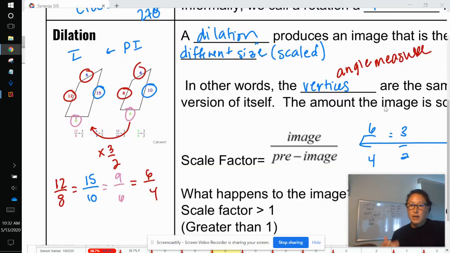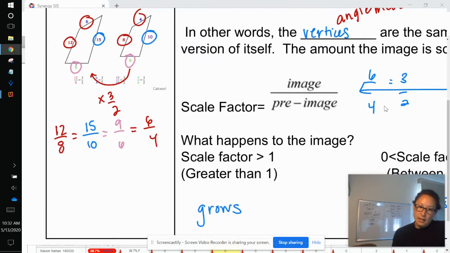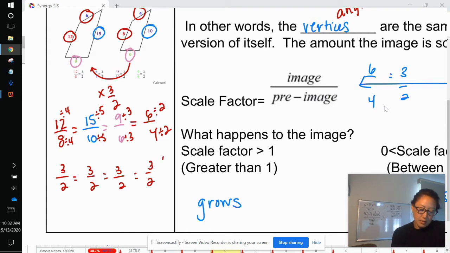6/4. The ratio has to be the same for every single set of corresponding side lengths. So here we will divide by 4 to give me 3/2. In the blue, I can divide by 5, giving me 3/2. 9/6, I can divide by 3, giving me 3/2. And 6/4 will divide out a 2 in the top and the bottom to give me 3/2.